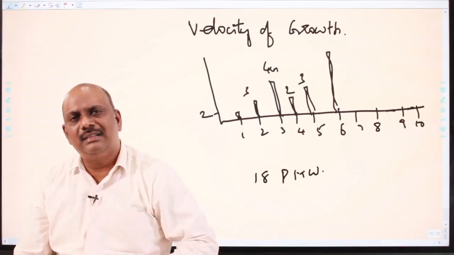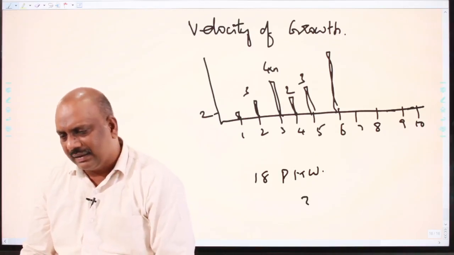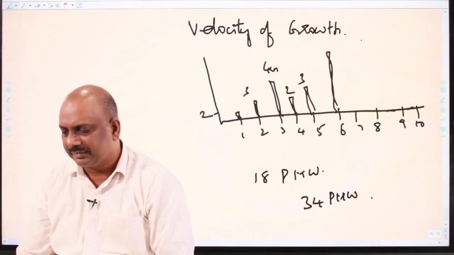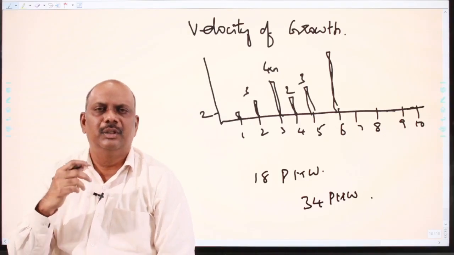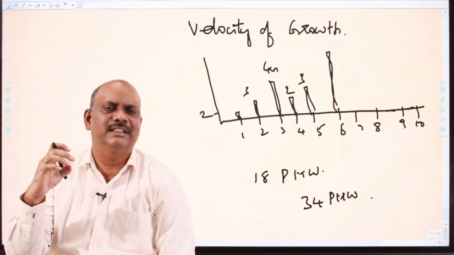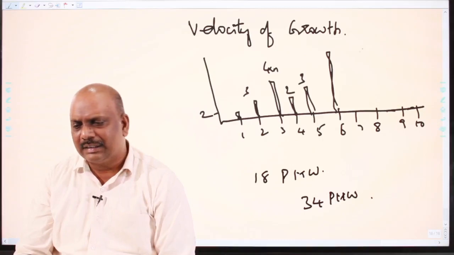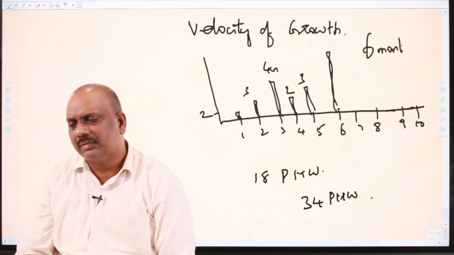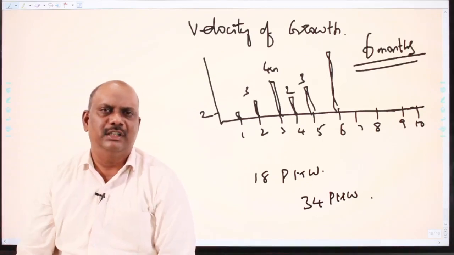So the peak velocity of weight occurs at 34 post-menstrual weeks. The proportion of cells which undergo mitosis progressively decreases as the fetus grows, and after 6 months there will be no new addition of muscle and nerve cells.